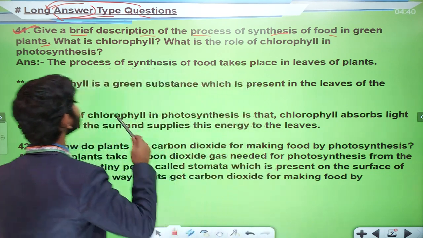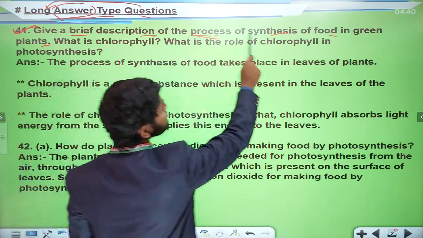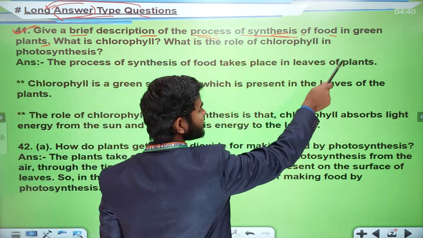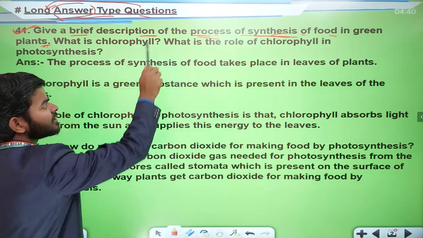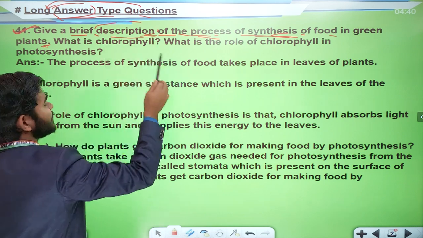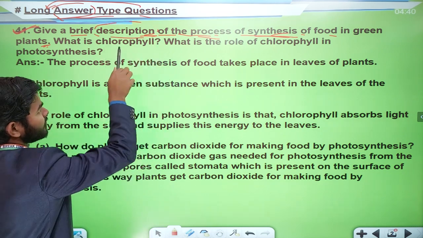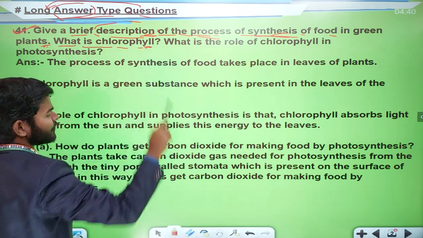So the question here is to write a brief description about the process of synthesis of food. So synthesis of food takes place in the leaves of the green plants. This is the answer that we have mentioned, some description or detailed explanation. Let me finish it later. And the question here is, what is chlorophyll?